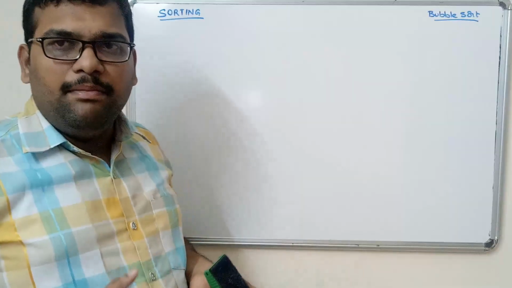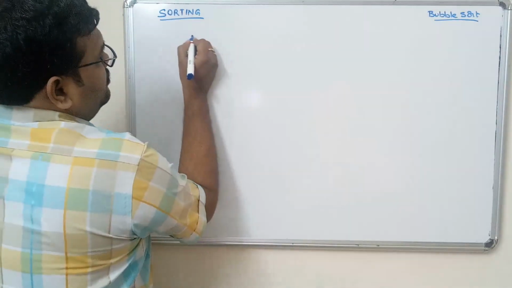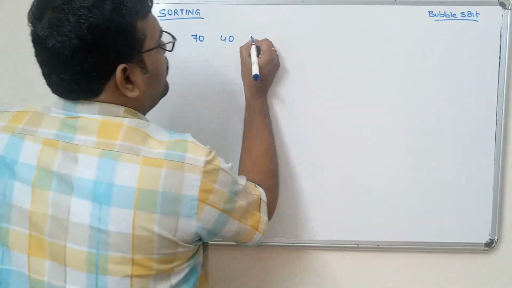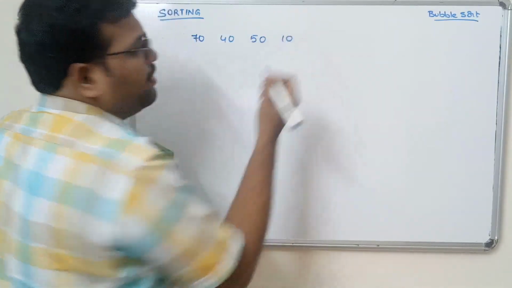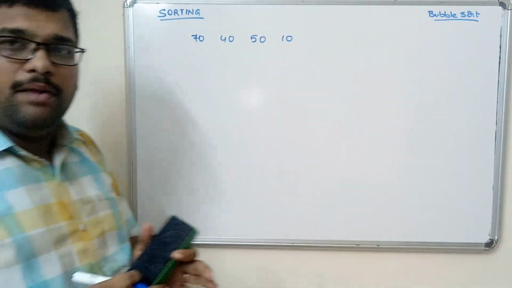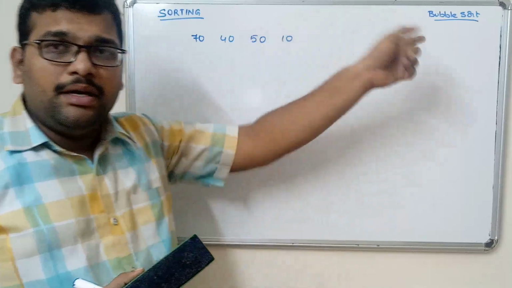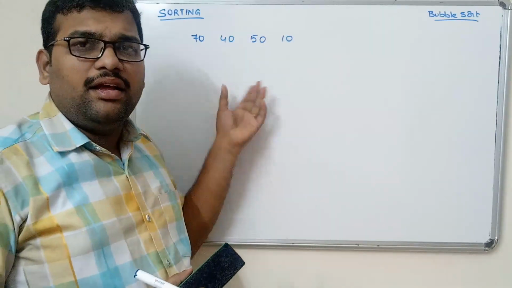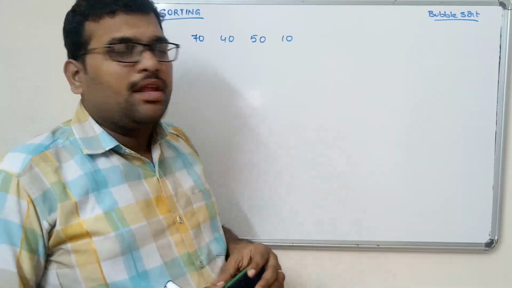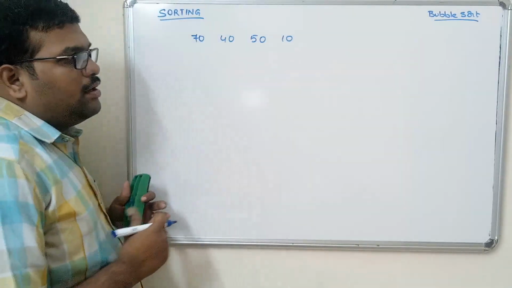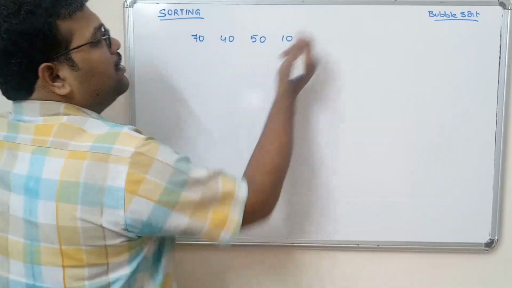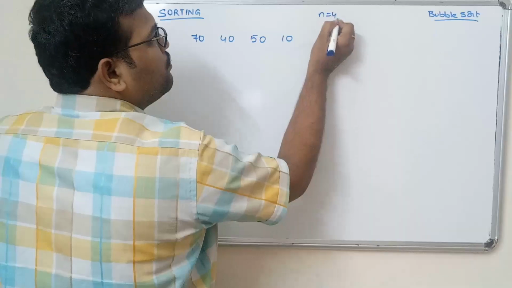First, consider the elements: 70, 40, 50 and 10. Let us have the four elements. Now we have to perform the bubble sort. I have taken a small number of elements so the explanation will be simple. So n is equal to 4.